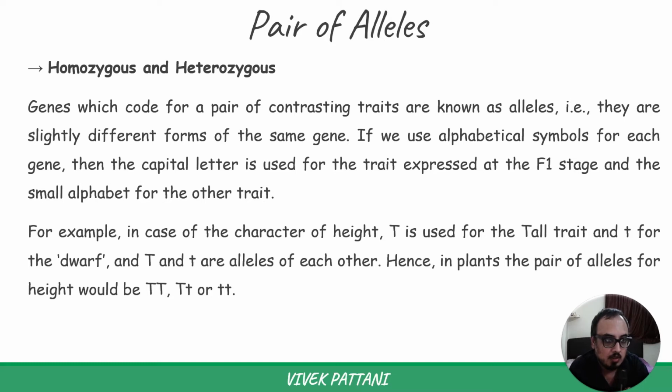For example, in the case of the character of height, the capital T is used for the tall trait and the small t for the dwarf one. Both the capital and small t's are alleles of each other. Hence, in a plant, the pairs of alleles for height would be similar to this: homozygous, heterozygous, again homozygous.